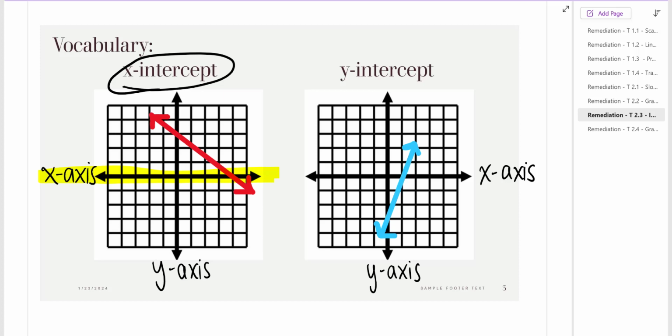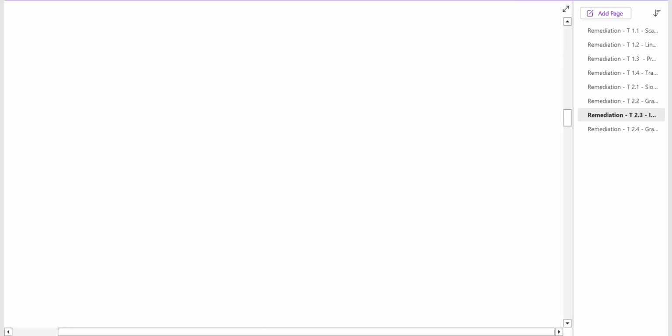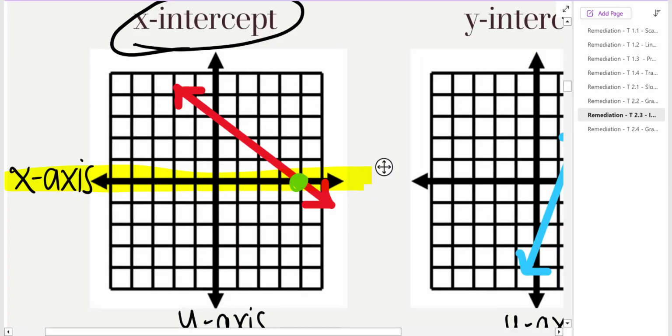So the X-intercept is actually where this red graph is crossing the yellow X-axis. El intercept de X es donde la gráfica roja está cruzando el eje de X, que es amarillo. So they cross right here. Okay, so that is the X-intercept. All you have to do is count. So what number is this X-intercept?